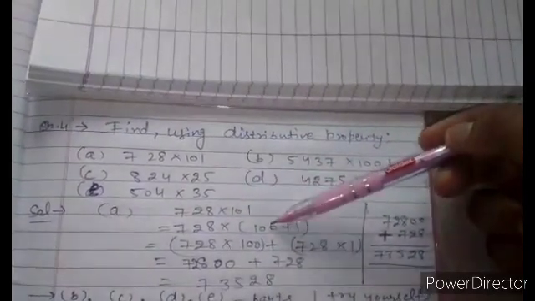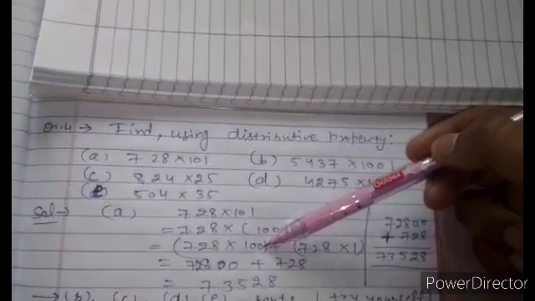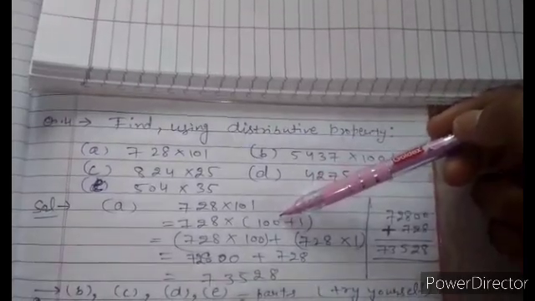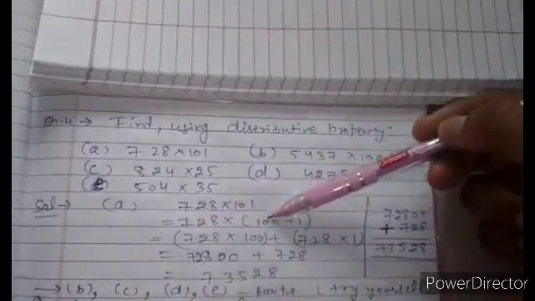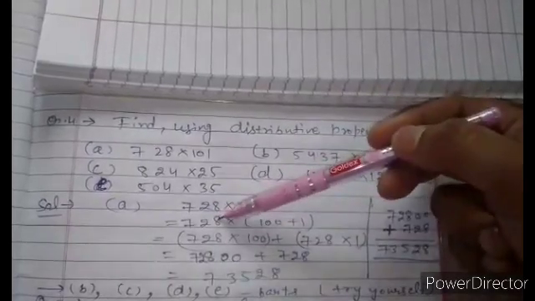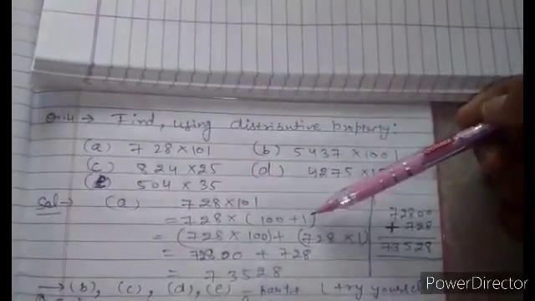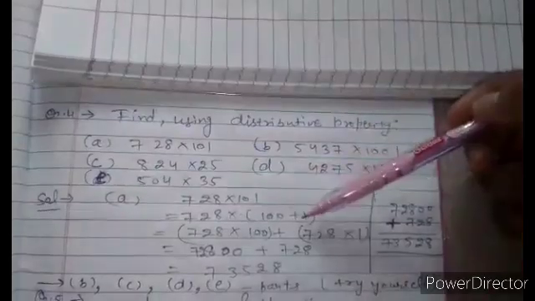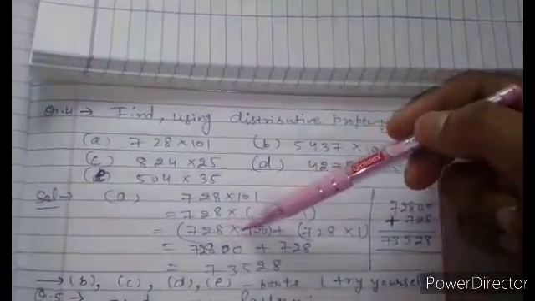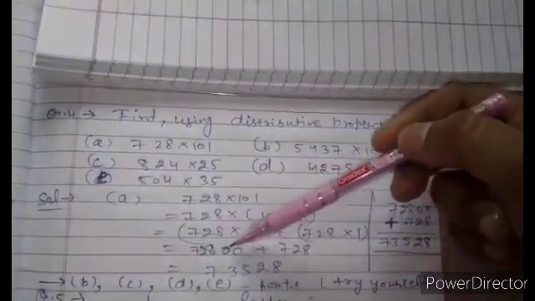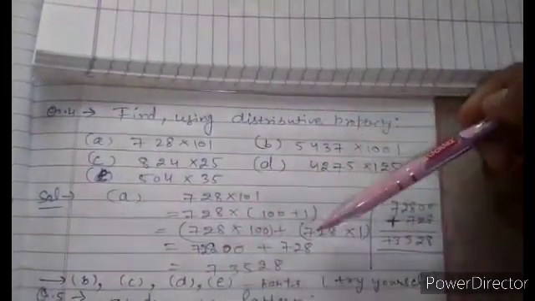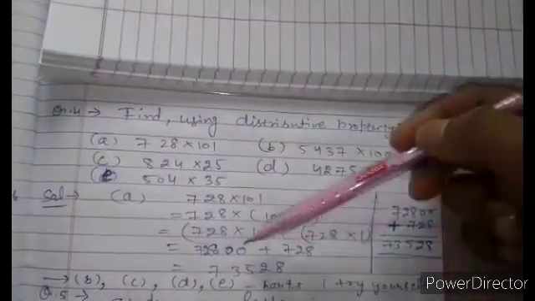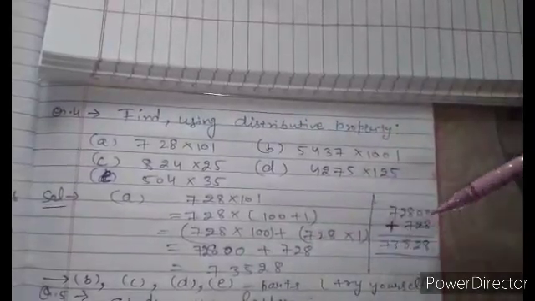In 101 we can write 100 plus 1. Because if we multiply any number with 100, it will be very easy multiplication. So 101 we can write 100 plus 1. Now 728 will be multiplied with 100, plus 728 will be multiplied with 1. Now here you can multiply very easily. 728 with 100 is 72800, plus 728 multiply 1, which is 728. Now if you want to show the plus, you can show it on the right hand side.